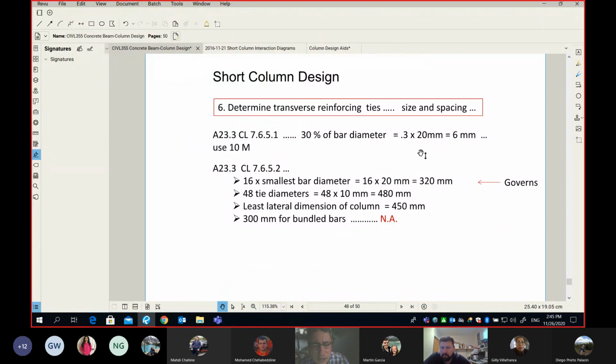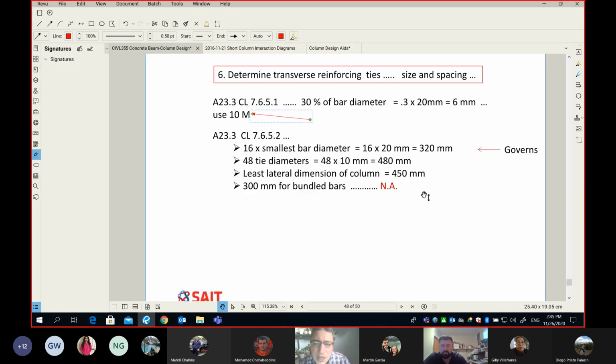What is the diameter of the tie? I said before there is already a condition in the code, but I can tell you all the time it will be 10M. So when it comes to the tie diameter, it will be 10M all the time. How about the spacing of the tie?